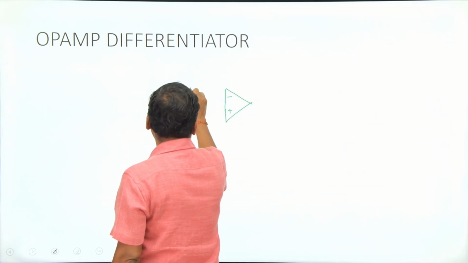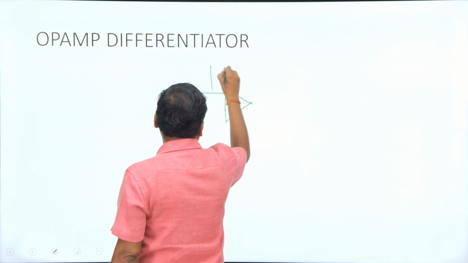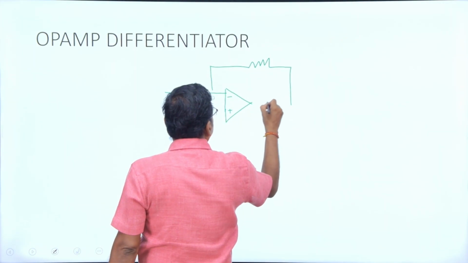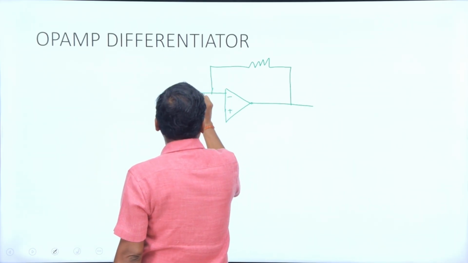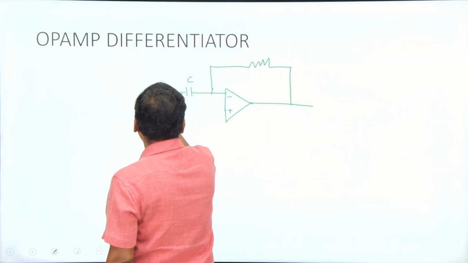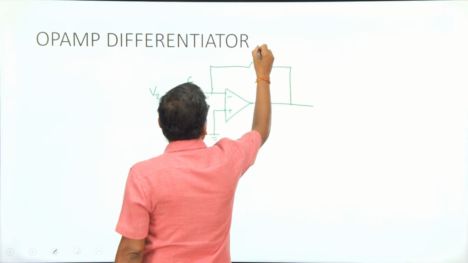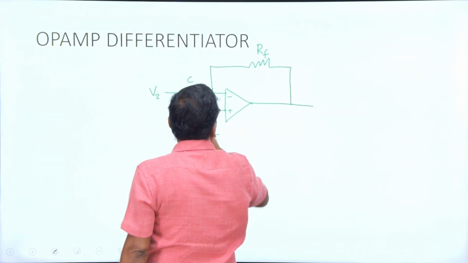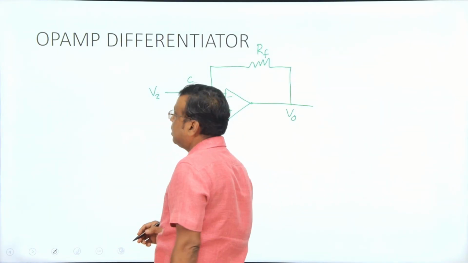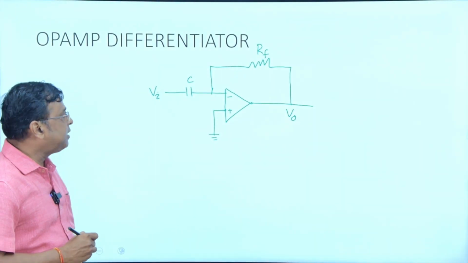Differentiator: there is a capacitor here and there is a resistor here. As far as the op-amp differentiator is concerned, this is your capacitor, this is your Vi, and the non-inverting terminal is grounded here, and this is your Rf. Okay, so this is your V0. I will explain how the op-amp is a differentiator.